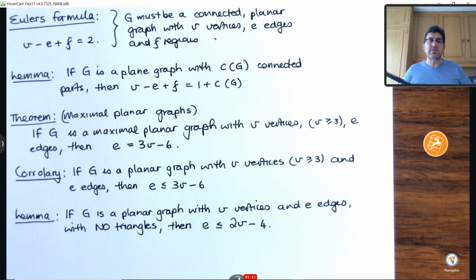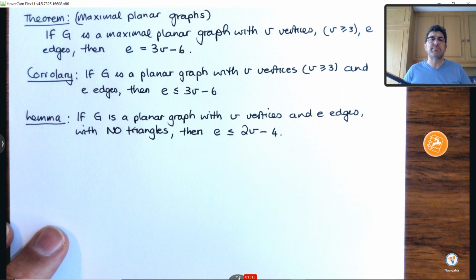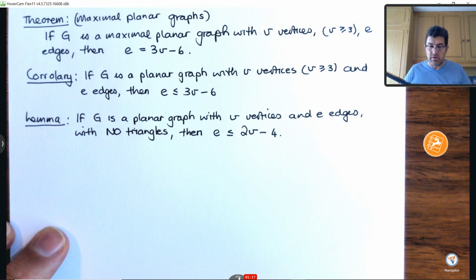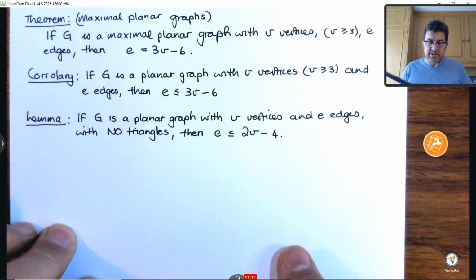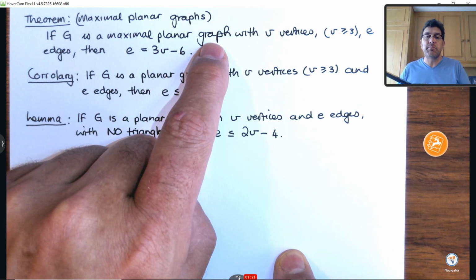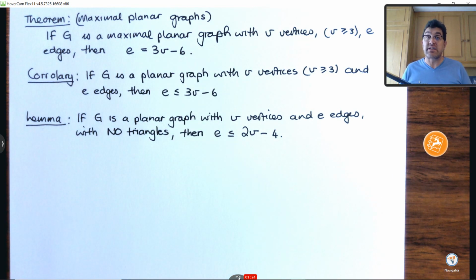Okay, then we went on to the concept of maximal planar graphs. Those are just graphs that are planar with the maximum number of edges that a graph can have while still being planar.